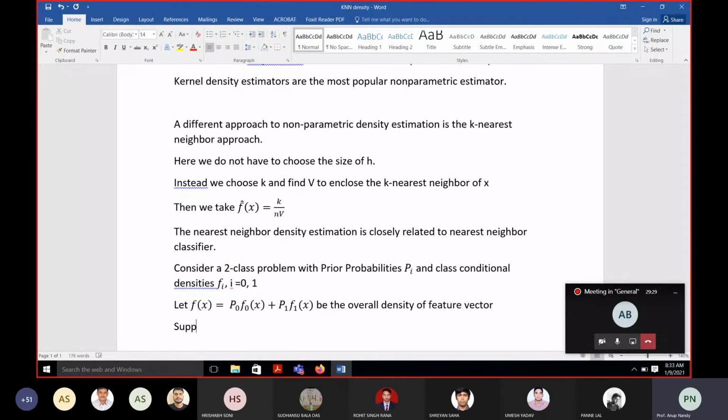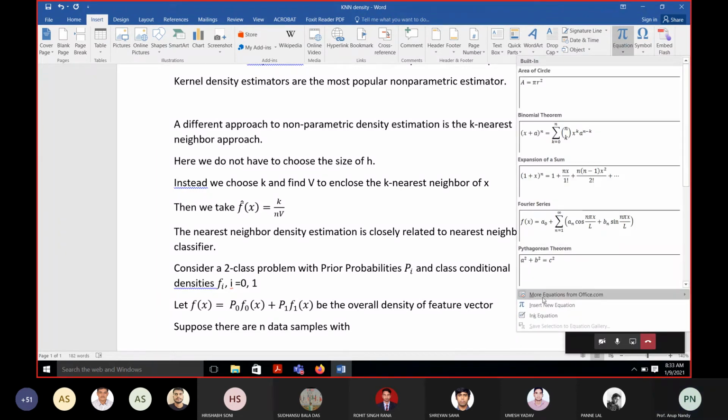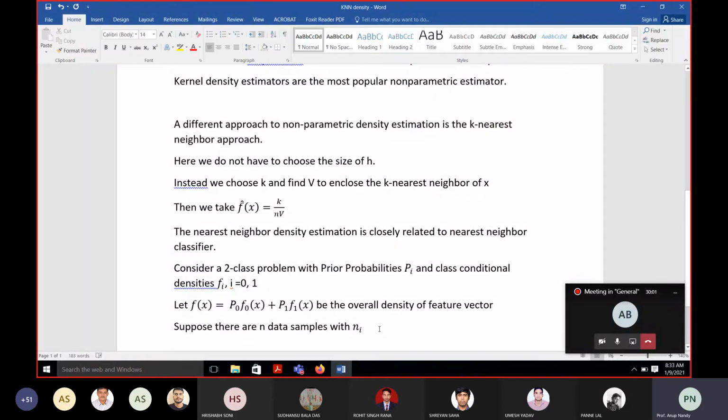Now suppose there are n data samples with ni being from class i, where i is equal to 0 and 1.